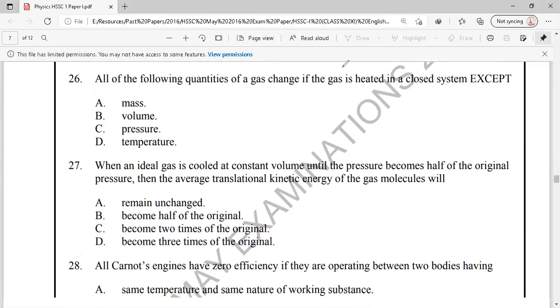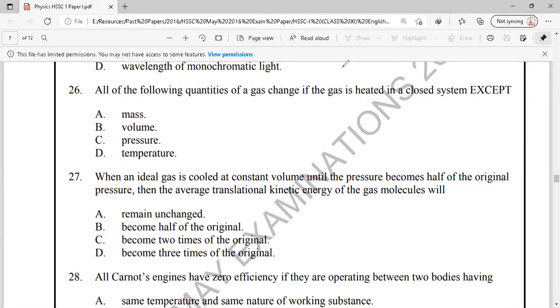Let's move to our next question, that are 26 and 27. All of the following quantities of gas change if the gas is heated in a closed system. So when a gas is heated, its volume, its pressure, and its temperature, these all are the parameters that could be changed, except for the mass, because the amount of particles in a gas remains the same when it is heated in a closed container. So the correct option is option B. Option A. Then we have question number 27.